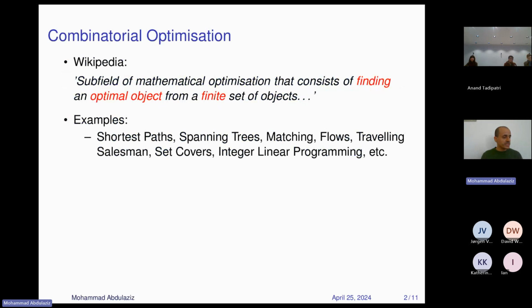Today I'll be talking about formalizing combinatorial optimization, which is a sub-area of mathematical optimization. Before I start, I would like to give you a brief one-line definition of what combinatorial optimization is. It is basically a subfield of mathematical optimization that consists of finding an optimal object from a finite set of objects, right? So you have a set of objects, for example a set of paths, a set of spanning trees, or a set of matchings and so on.